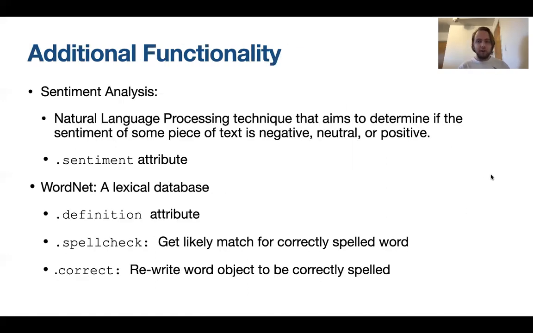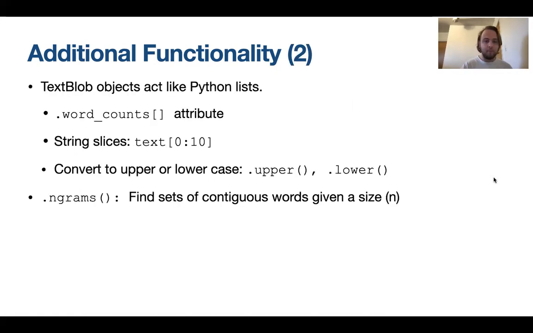So some additional functionality that NLTK has, but you have to import different modules. Sentiment analysis is one, which is a natural language processing technique that aims to determine if the sentiment of some piece of text is negative, neutral, or positive. This is done by invoking the .sentiment attribute. And then there's also WordNet, which is an online lexical database. You can get the definition of a word using the .definition. You can run a spell check using .spellcheck, which gets a likely match for the correctly spelled word. And then you can actually correct that word in place using the .correct attribute.